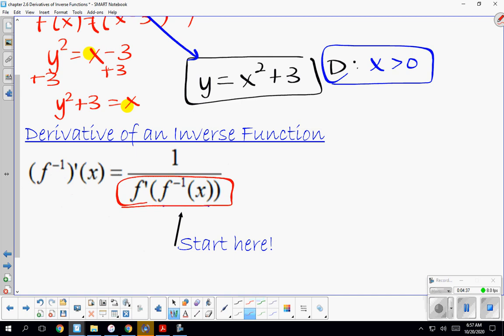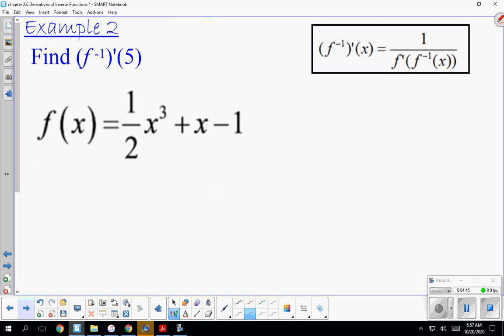This is a composite function. We always start on the inside in a composite function, so that would be something I would have to find first. So here's an example. It asks me to find the inverse, then find its derivative, then plug in 5.